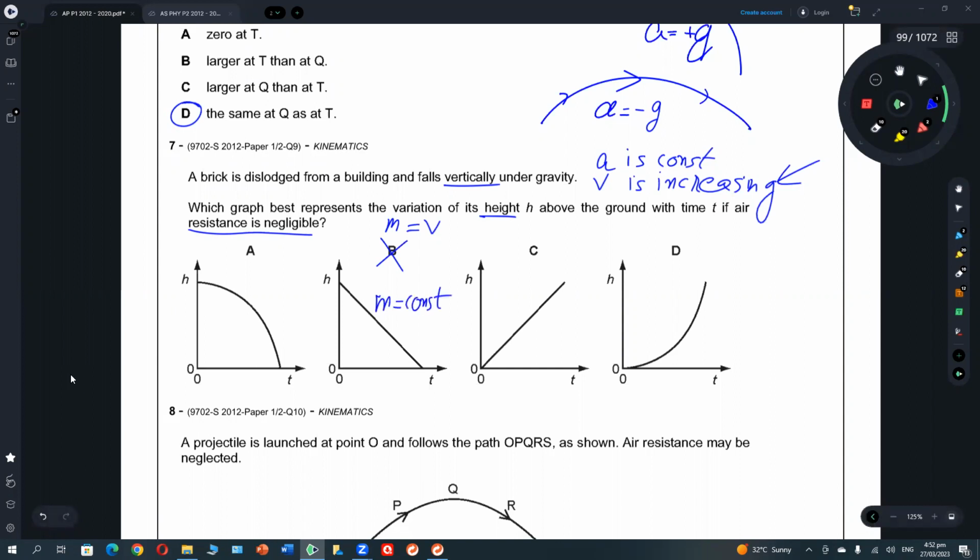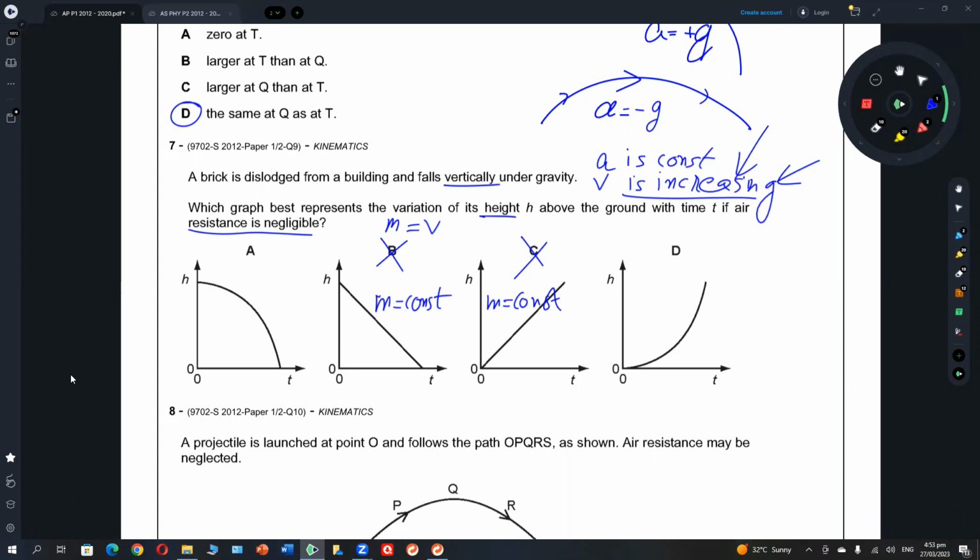Remember, a straight line means constant gradient. C is wrong. Why is C wrong? Constant gradient, straight line. Yes. And what type of gradient do we need? Increasing. So D is increasing gradient.